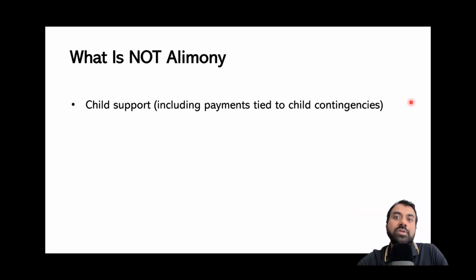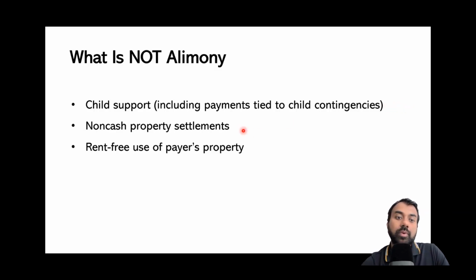Here, I want to focus on one payment that appears to be alimony but actually is not alimony, and that's child support. And many students get confused by it. So please pay attention to this condition. Then non-cash property settlements, these are also not alimony. Rent-free use of a spouse's property, that's not alimony. So maybe a couple gets divorced and then one spouse lives in the other spouse's home rent-free. Now that rent-free benefit that they're getting does not qualify as alimony.